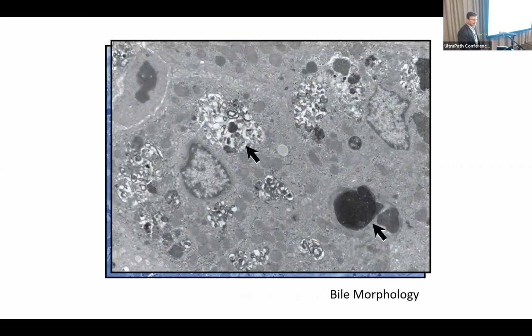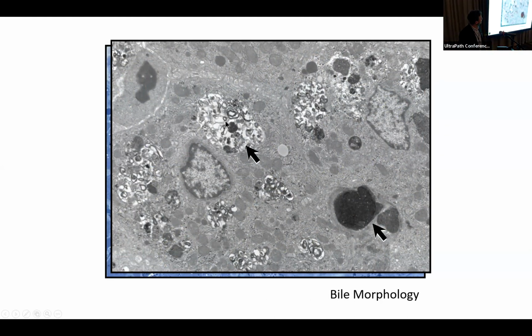But going through, this is some of the different forms of bile in cholestatic disease. Here you can see in the cytoplasm these focal areas of cytoplasmic necrosis that are filled up with biliary debris and these membranous structures. There's also this extremely electron dense canalicular bile plug here. This is a more typical form of what bile looks like.